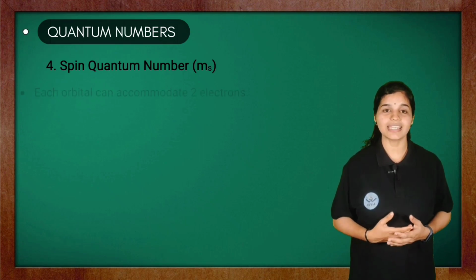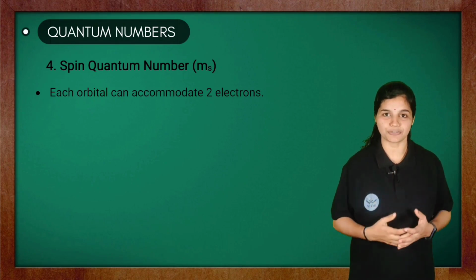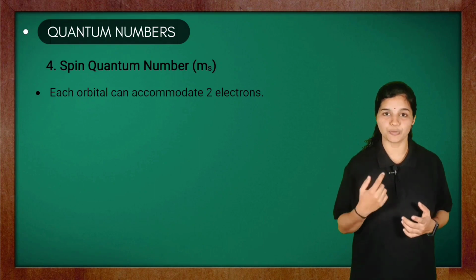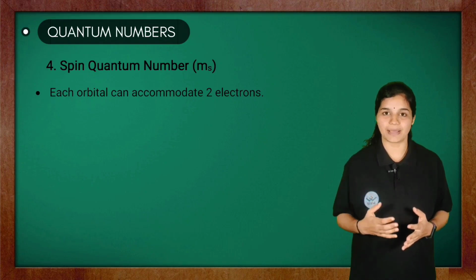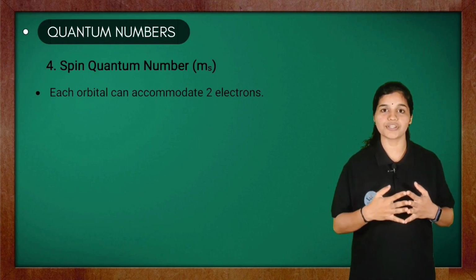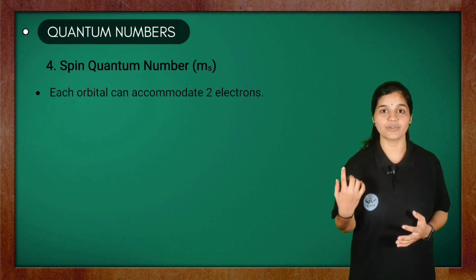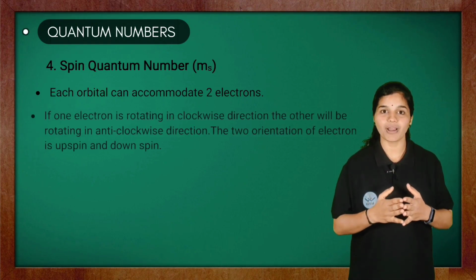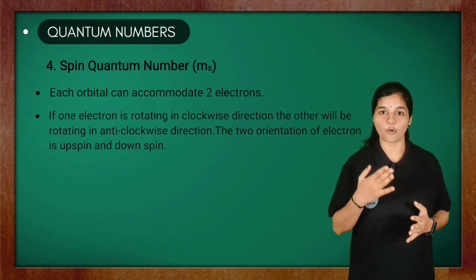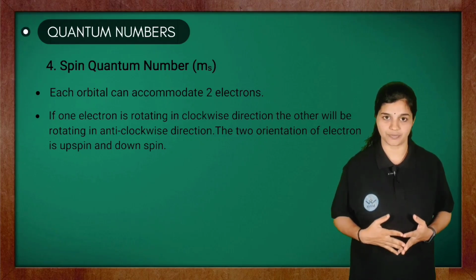Just now I have told that each orbital can accommodate 2 electrons. These 2 electrons have 2 types of motion. One is rotation about the nucleus. Second, rotation about its own axis. For example, you can consider the rotation of Earth around the Sun, and Earth rotates around its own axis. Similarly, the electrons here. If one electron is rotating in clockwise direction, the other will be rotating in anti-clockwise direction.